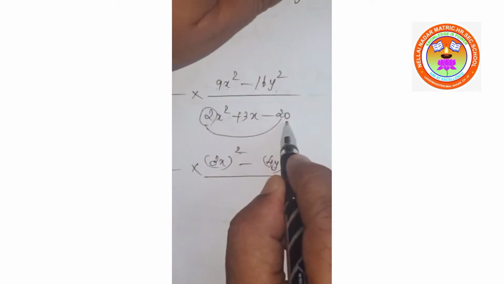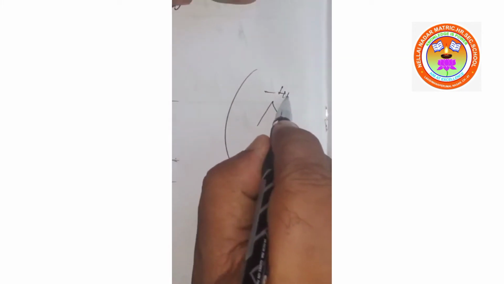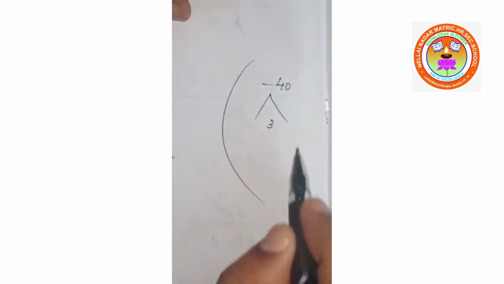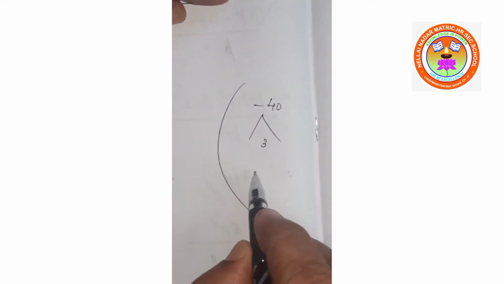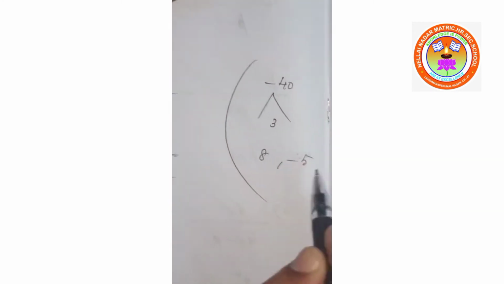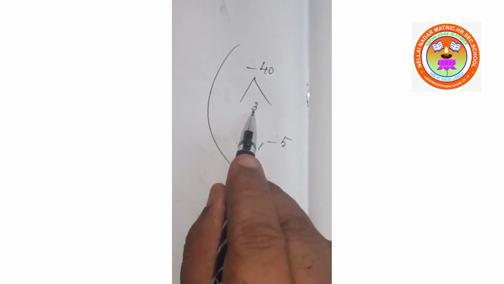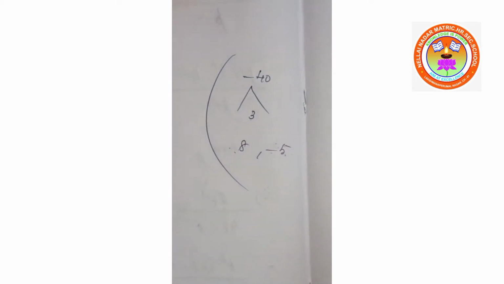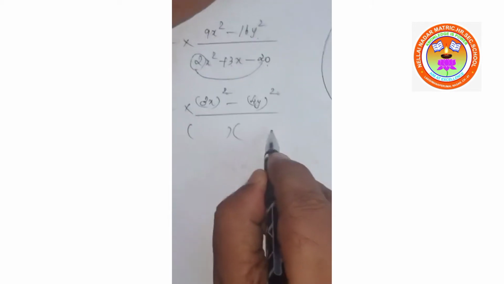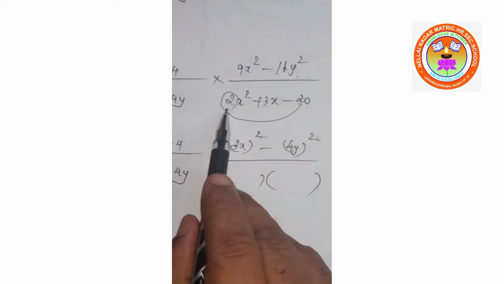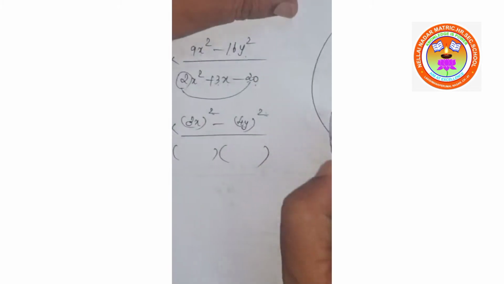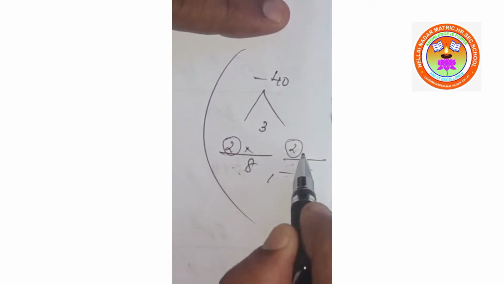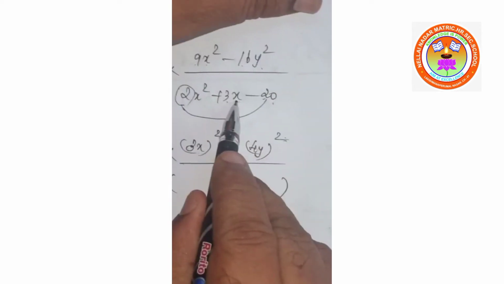2 into minus 20, that is equal to minus 40. And the coefficient of x equals 3. Product minus 40, sum 3, the two numbers are 8 and minus 5. 8 minus 5 equals 3. 8 into minus 5, plus into minus is minus, 8 5s are 40. We need the factors. Consider the coefficient of x squared. What is here? 2. Write 2 in numerator, into. Here we have the variable x.